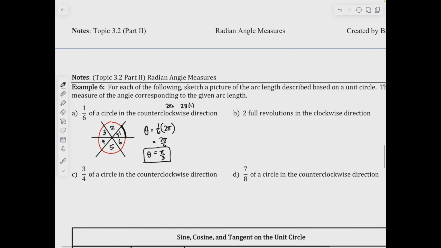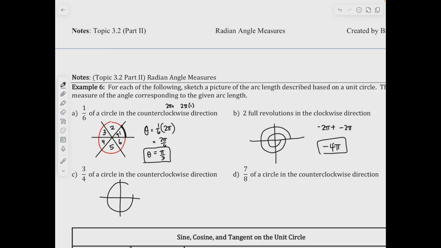Okay, 2 full revolutions in a clockwise direction. So if I'm going 2 full in a clockwise, there's 1. So that would be negative 2 pi. And then I'm going to go a second time right back there. So that's another negative 2 pi. So that's the equivalent of negative 4 pi. That would be theta.